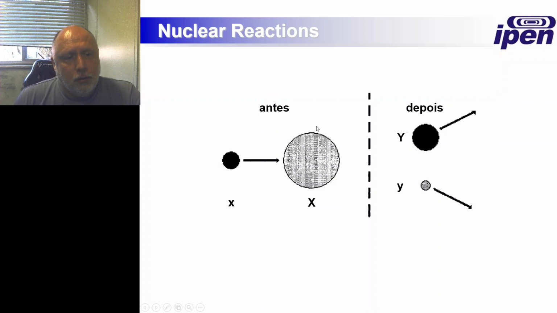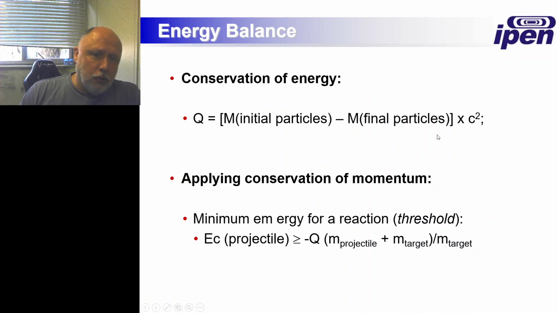If these guys here are lighter than these guys here, then the mass of the final particles will be greater than the initial particles. The Q will be negative, and you have an endothermal reaction, a reaction that absorbs energy.